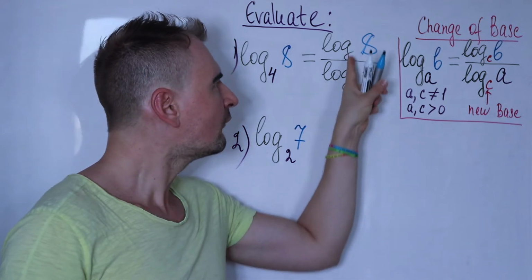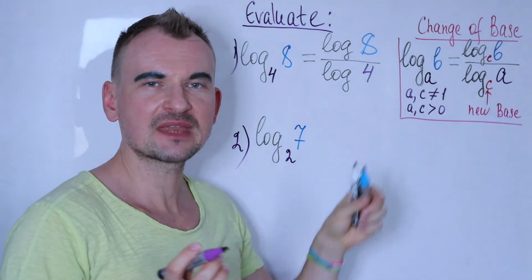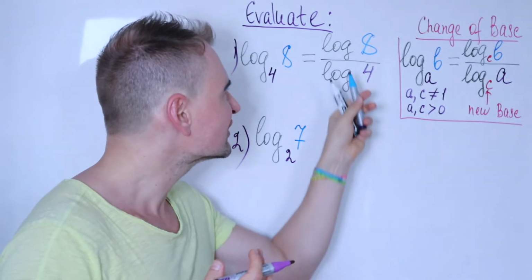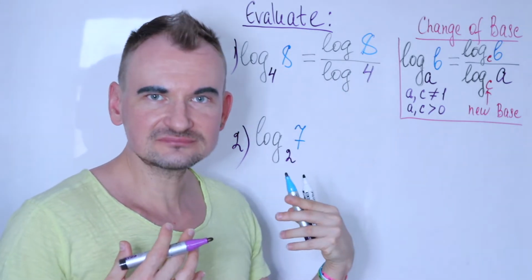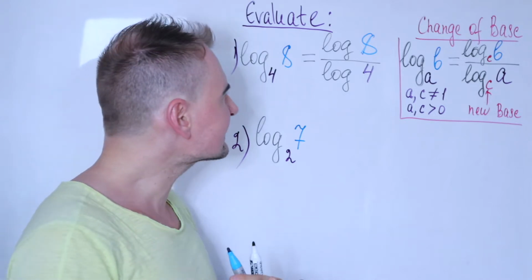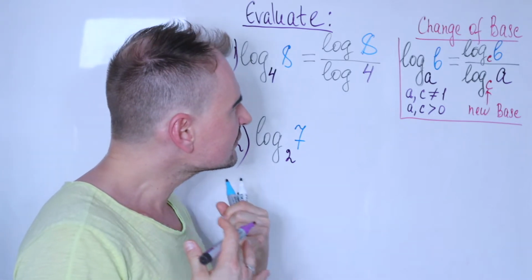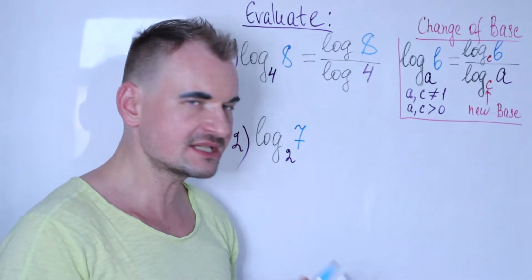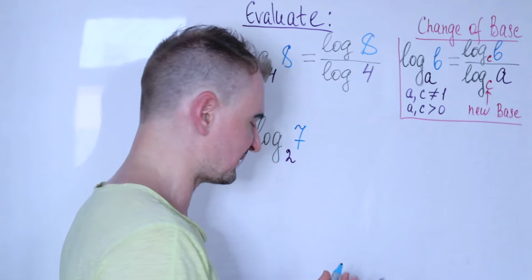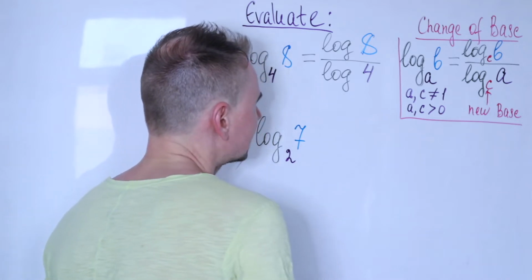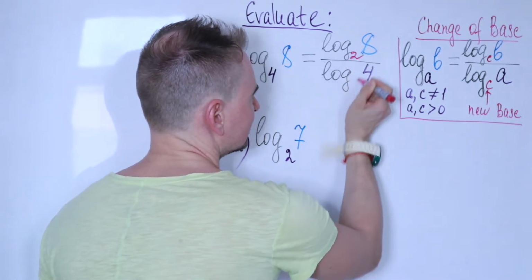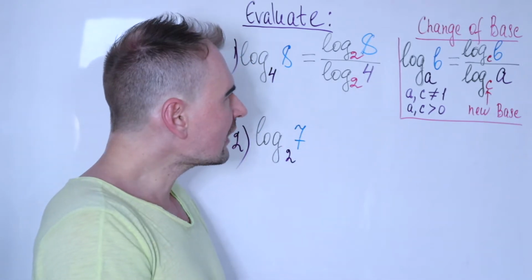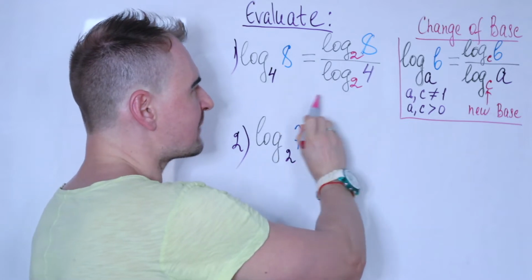Now, what base should I pick? Well, you could pick basically any base as long as this number holds the same. But in this case, you could go for 2, since both 8 and 4 are divisible by 2. So 2 is my new base. And all I need to do is figure out the top and figure out the bottom.